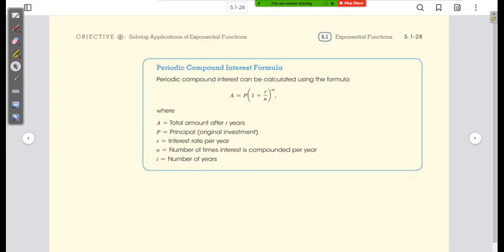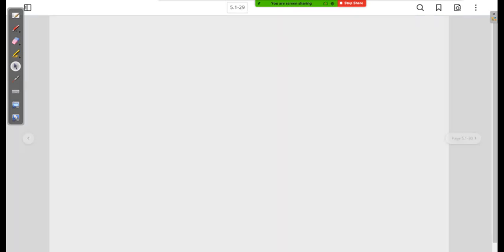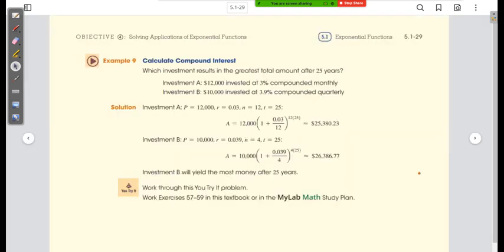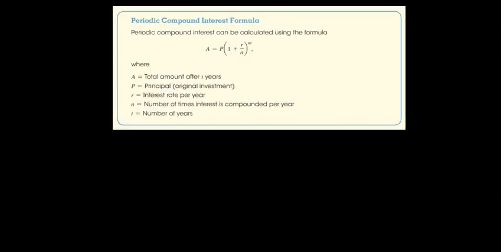Let's go through and do a problem, and I'll do this the way I made sense of it when I was taking college algebra, when I was not going into mathematics, so I was done with this. First of all, this reads, which investment results in greater total amount after 25 years? Let's rewrite our formula. Was it A, P, R, N and T?